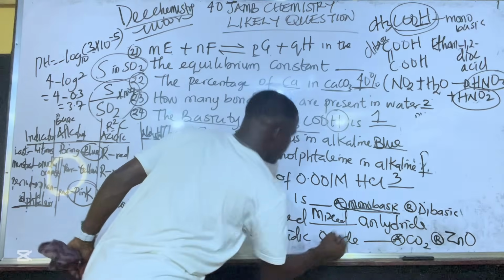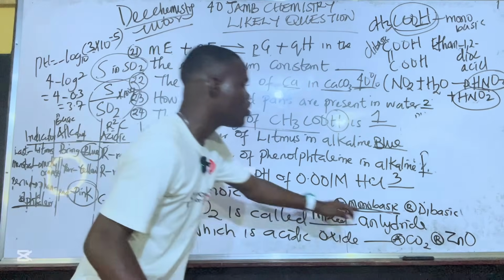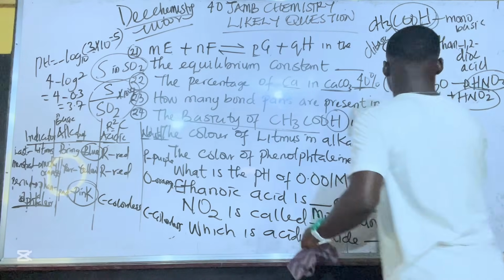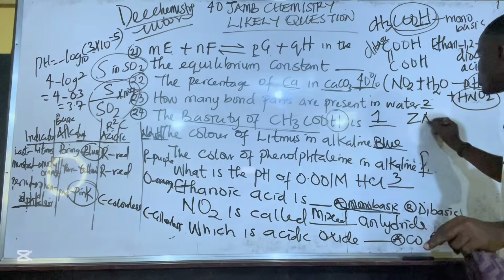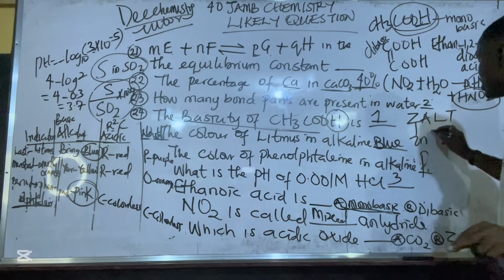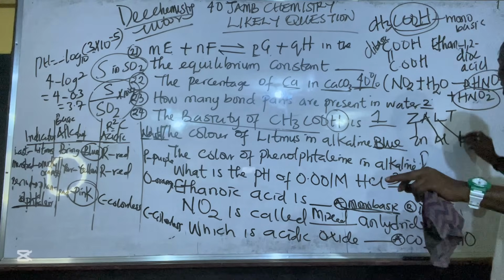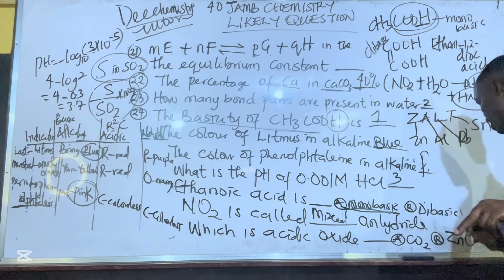Now, the last question, question 30. Which is acidic oxide: CO2 or zinc oxide? You must note that there are basically 4 amphoteric oxides, and we use ZALT to remember. Zinc oxide is an amphoteric oxide. Aluminum oxide is an amphoteric oxide. Lead oxide is an amphoteric oxide. And tin oxide is an amphoteric oxide. So zinc oxide is out.